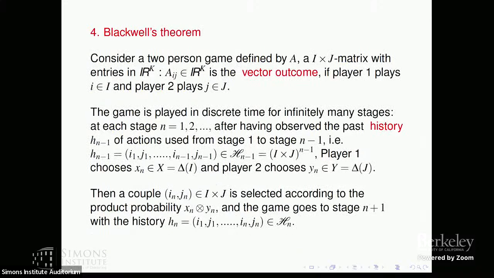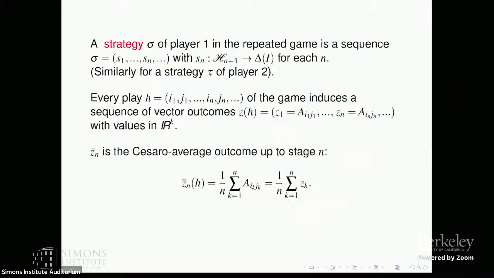So Blackwell's theorem is the following: you have a two-person game. You can assume finite action spaces, and the outcome is a vector in some Euclidean space R^k. The game is repeated, and at each stage you know the past history of moves. As usual, the player can choose mixed actions. So a strategy is as usual: play and use a sequence of outcomes in R^k. You look at Z bar, which is the Cesaro mean.